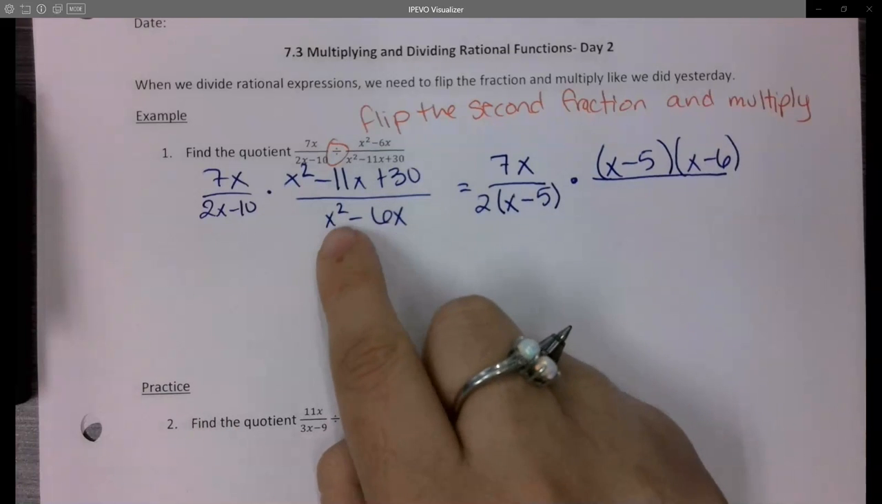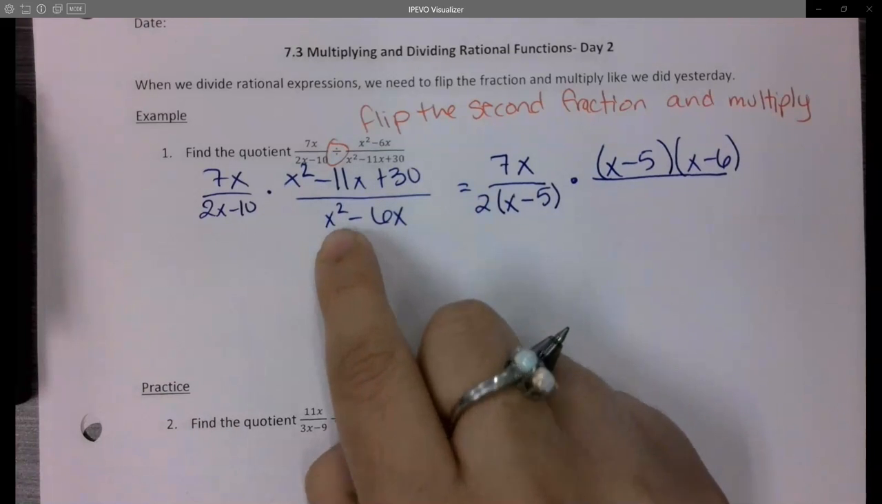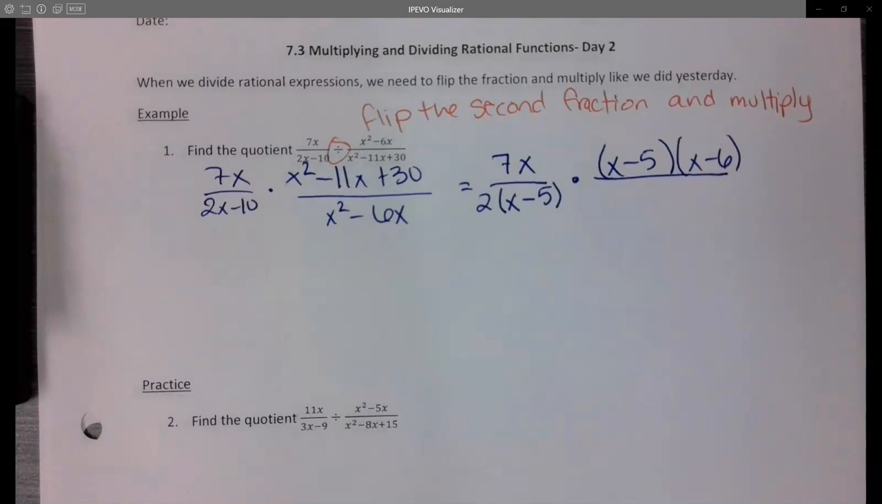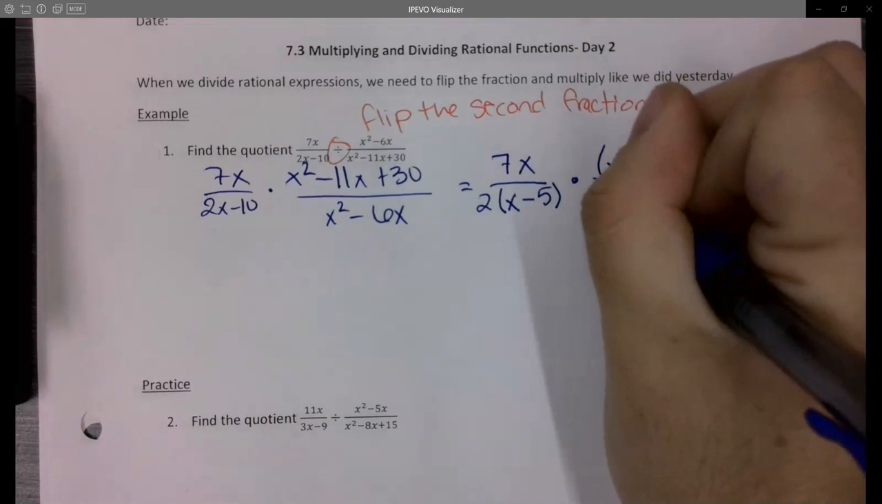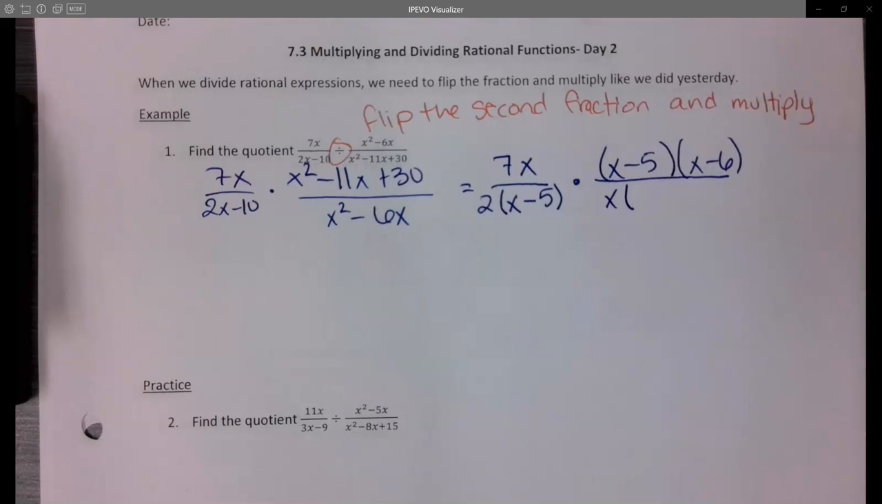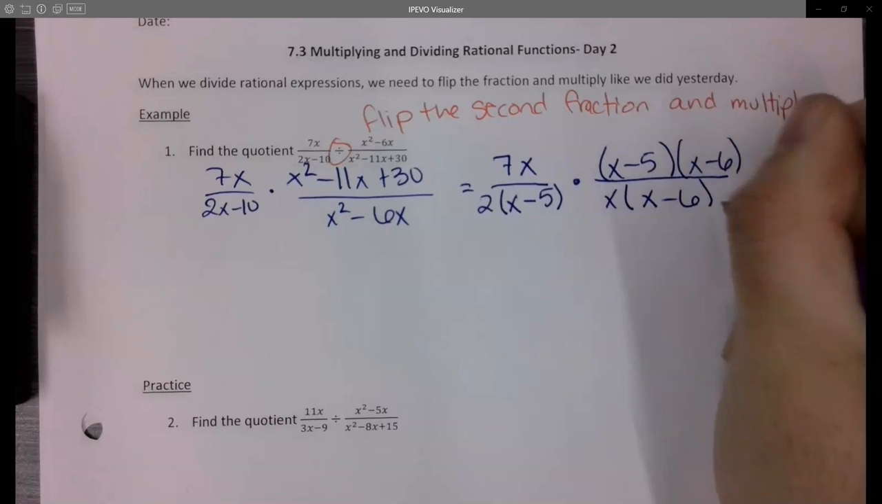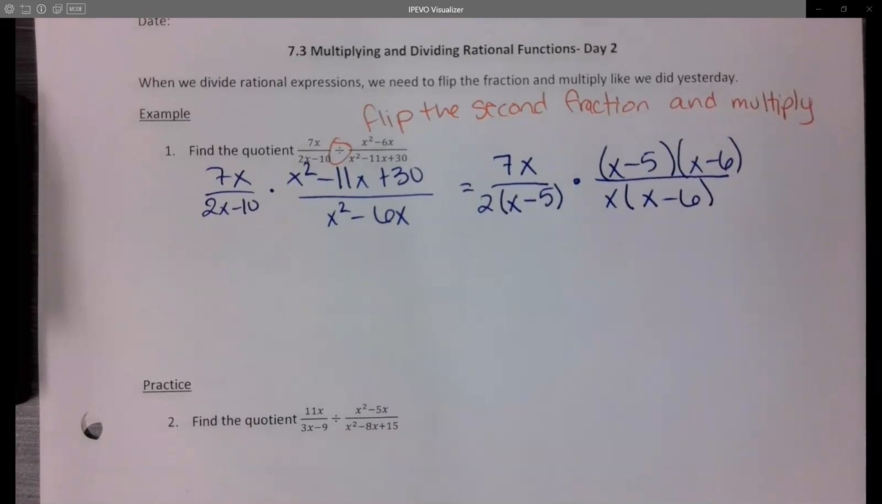Then on my denominator, can I factor anything here? You sure? So I can pull out an x. x squared divided by x gives me x. Negative 6x divided by x gives me negative 6.